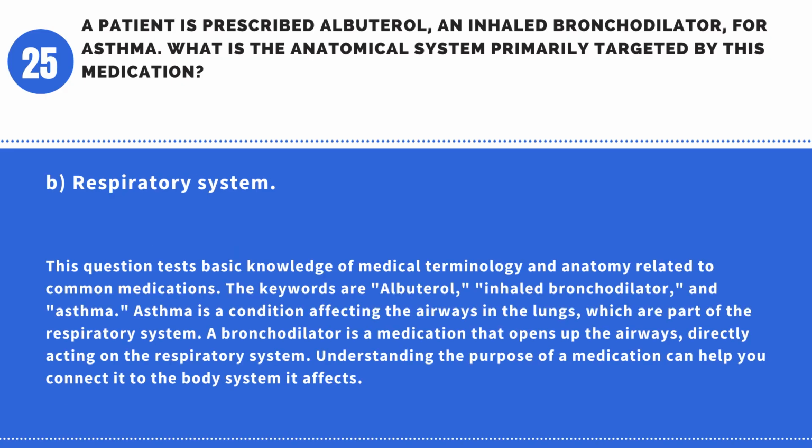Answer: B. Respiratory system. This question tests basic knowledge of medical terminology and anatomy related to common medications. The keywords are albuterol, inhaled bronchodilator, and asthma. Asthma is a condition affecting the airways in the lungs, which are part of the respiratory system. A bronchodilator is a medication that opens up the airways, directly acting on the respiratory system. Understanding the purpose of a medication can help you connect it to the body system it affects.